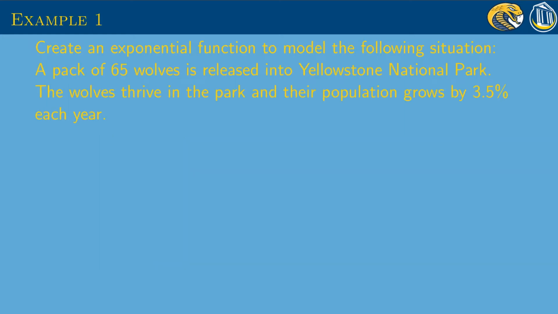So let's create an exponential function to model the situation where we start with 65 wolves being released into Yellowstone National Park, and then they thrive in the park and grow by a rate of 3.5% each year. We know that our function f of x is going to look like a times b to the x, where a is our initial value, and b equals 1 plus r is our growth factor.